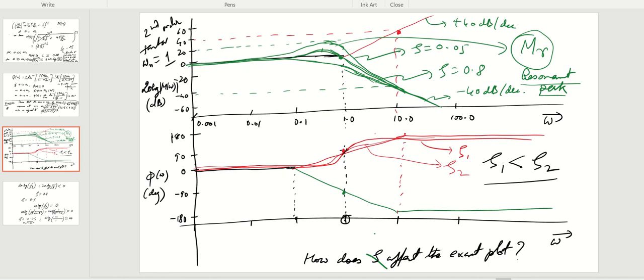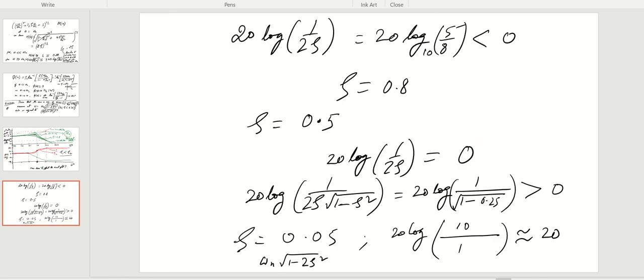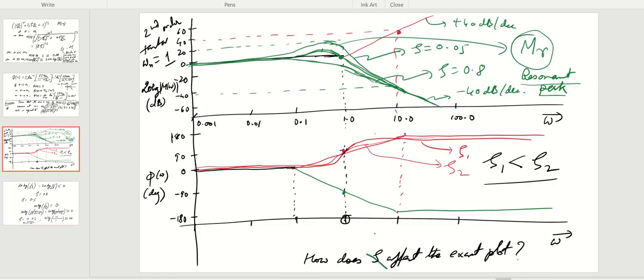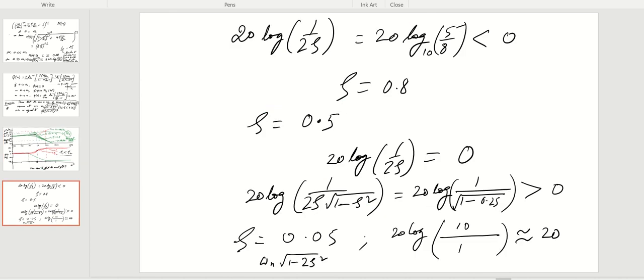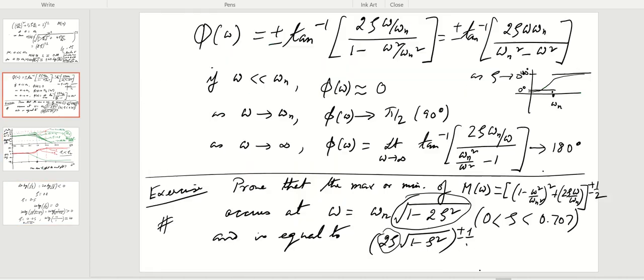All right. So when someone tells you that this has a certain resonant peak, you can actually infer information about the zeta. Just like in the time domain, you can infer the value of zeta based on the peak overshoot of the time domain response. In the frequency domain, anyone who tells you information about the resonant peak is indirectly telling you information about the value of zeta. But remember, there's a crucial difference here.